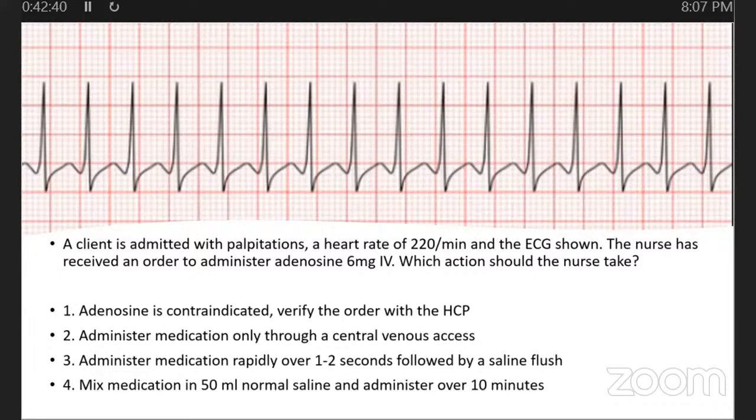So again, write that down. When you give adenosine, you want to follow it with a flush. And again, asystole is expected whenever you give adenosine. Okay, and from even my discussion, you will see that number 3 is the correct answer. Again, when we administer this medication, we want to follow with a saline flush. So you want to administer it rapidly over 1 to 2 seconds and follow with a saline flush.